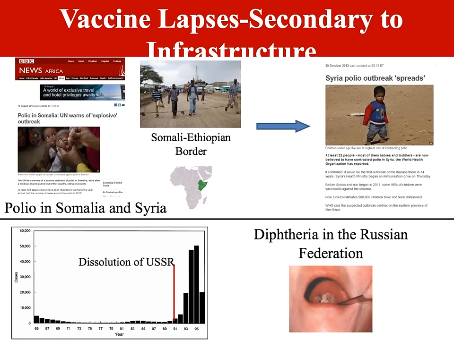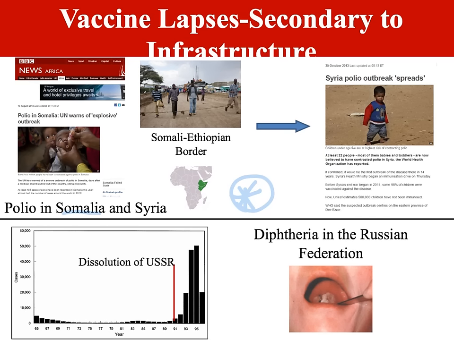The 2 that I've highlighted here are polio in Somalia and Syria, and diphtheria in the Russian Federation. So this is still an ongoing problem, particularly in Somalia. A couple of years ago, no, that's not true, probably just about 1 year ago, there was an outbreak of polio in Syria.